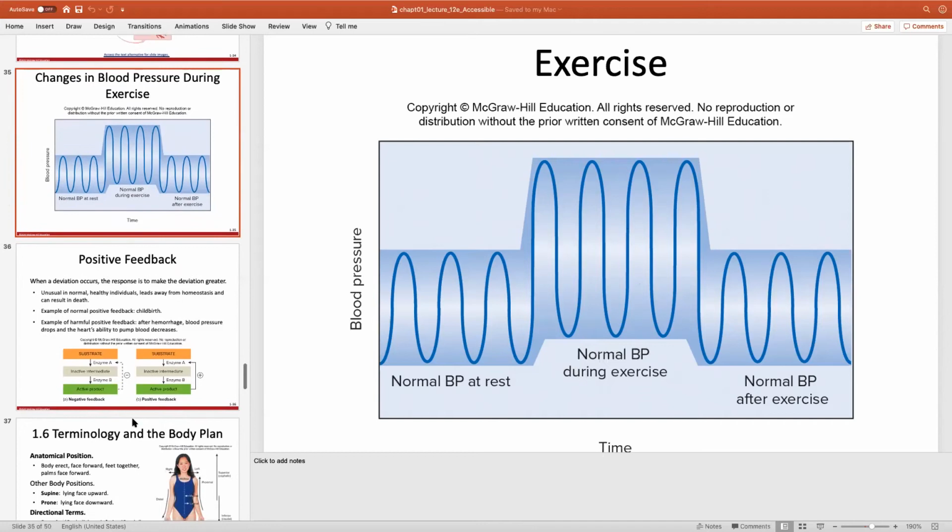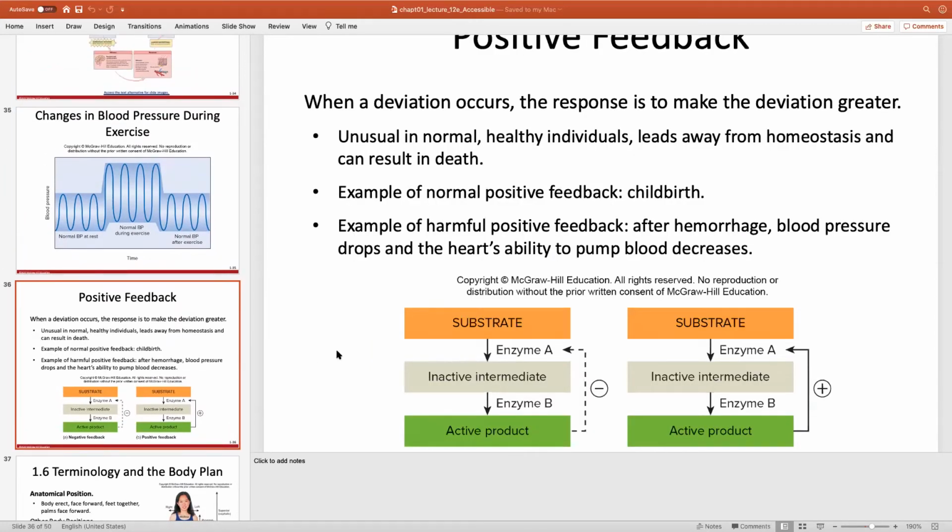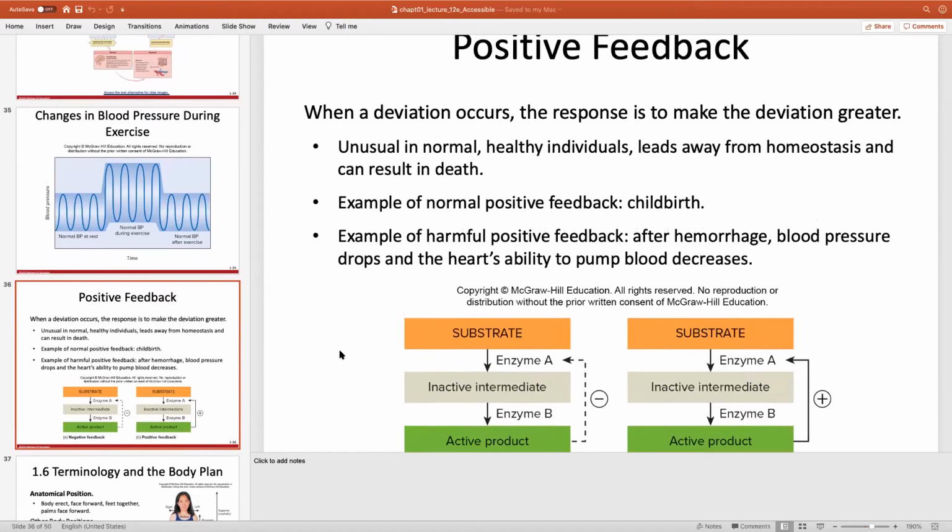Now, the big thing is this, right? Negative feedback is good. Negative feedback allows us to have homeostasis. Positive feedback is different, right? Usually, positive feedback is caused by a problem, and then you make the problem worse, right? A deviation occurs. The response is to make that deviation greater. Unusual in normal, healthy individuals because it leads us away from homeostasis and can result in death.